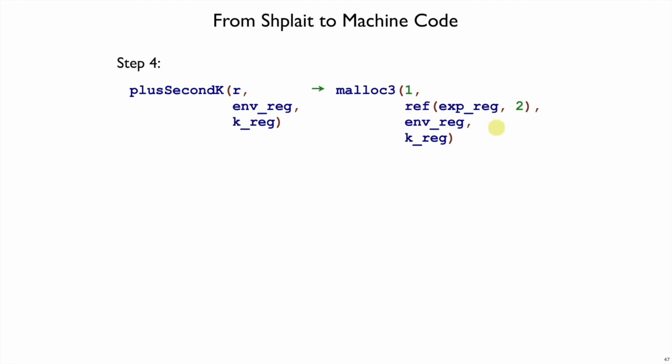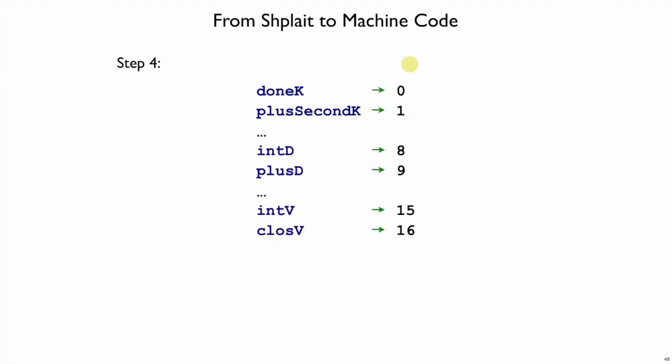I need to pick a tag for each of our different variants, and I'm going to pick unique tags for all the variants. So 0 will mean done_k, 1 will mean +k, and so on. I don't have to allocate any new code at interp time, but I do have to look at different kinds of code records like int_d and +d. So we will need tags for those as well. And finally, we do need to allocate new values, new ints and closures at runtime, and so we have tags for those.